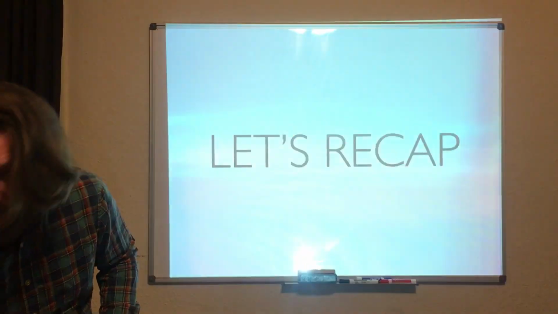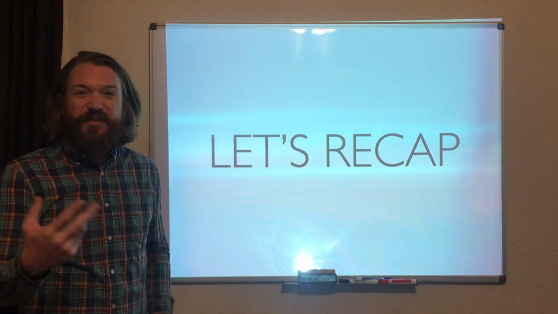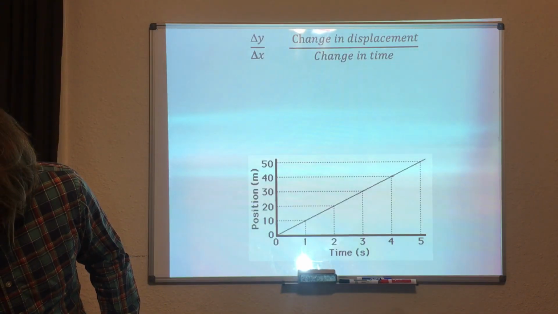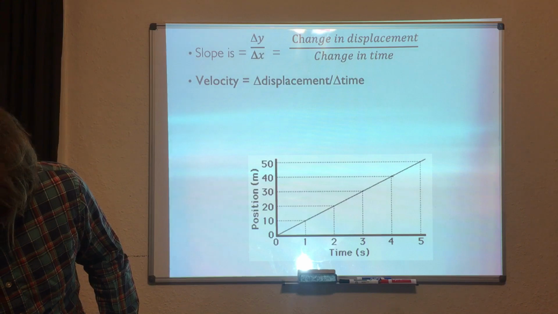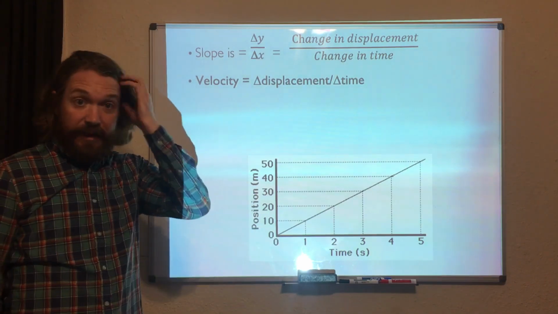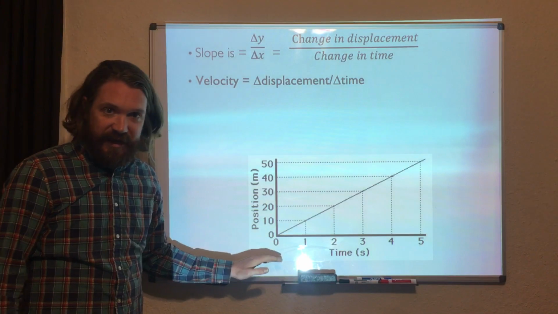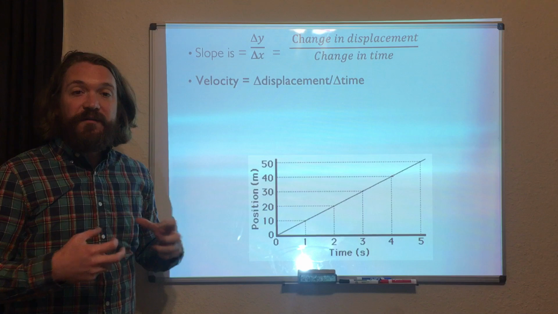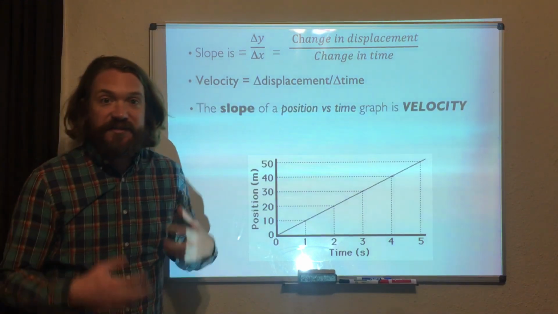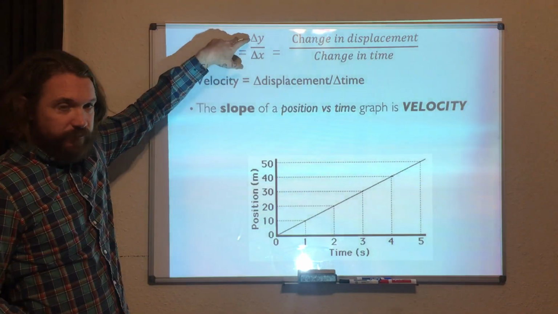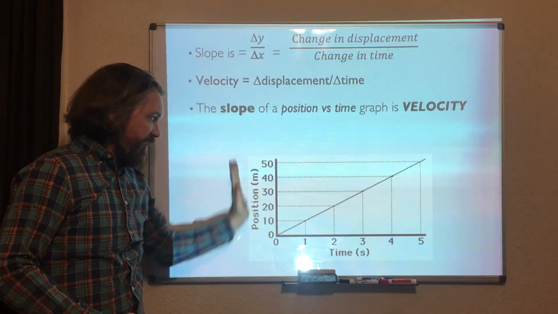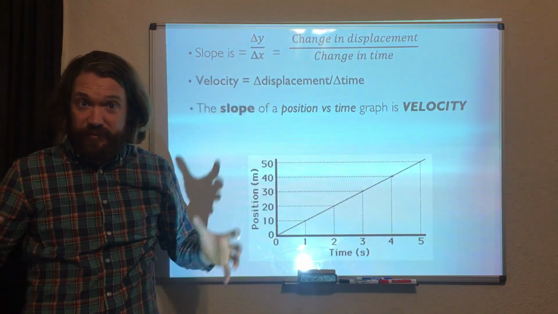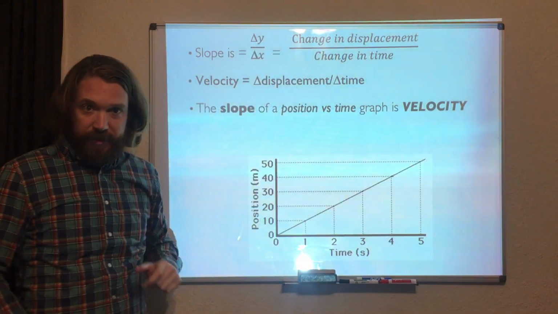Let's just recap real fast because we've seen the word velocity before. If you remember, when we have a position versus time graph, time goes on the x-axis and position goes on the y-axis. When we find the slope of this line, we're finding the change in y over the change in x. So the change in position, or distance, or displacement, movement, divided by the change in time.